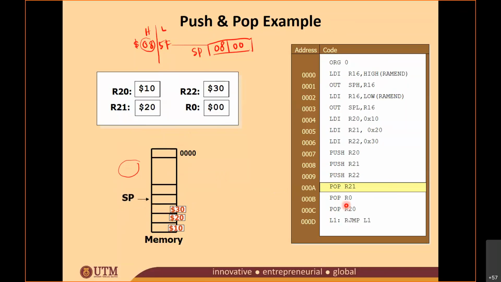Okay, next, after that you're going to pop the value. Pop the value to R21.